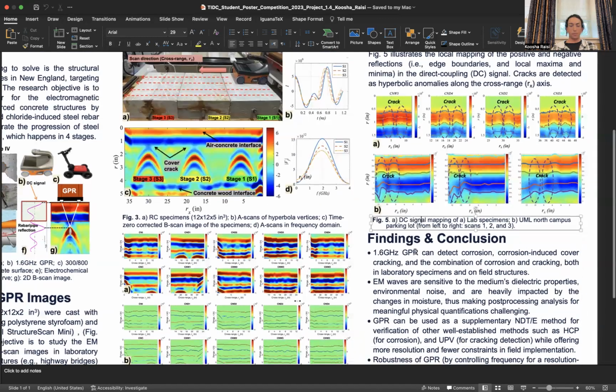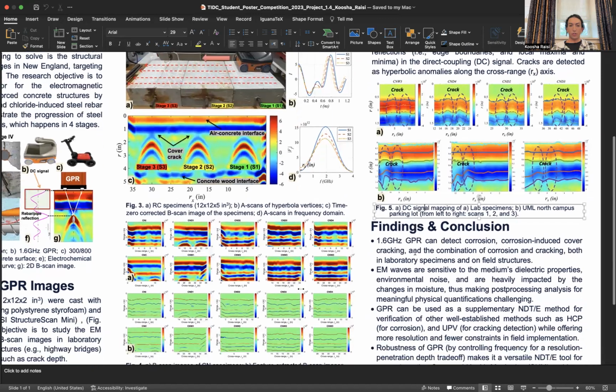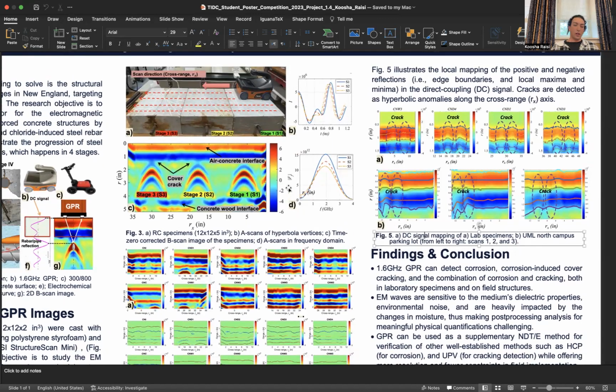So in the future, our goal is to, first of all, try to separate the corrosion action from combination of corrosion and crack, start attributing physical parameters to their signal parameters, whether it be A-scan signals in time domain, like here, or spatial mappings in the cross-range and range domains for signal edges, boundaries, or local extreme. So two completely separate methods, but they stem from each other.